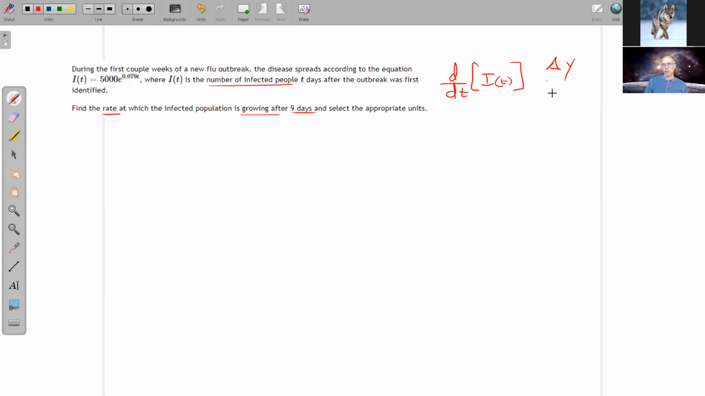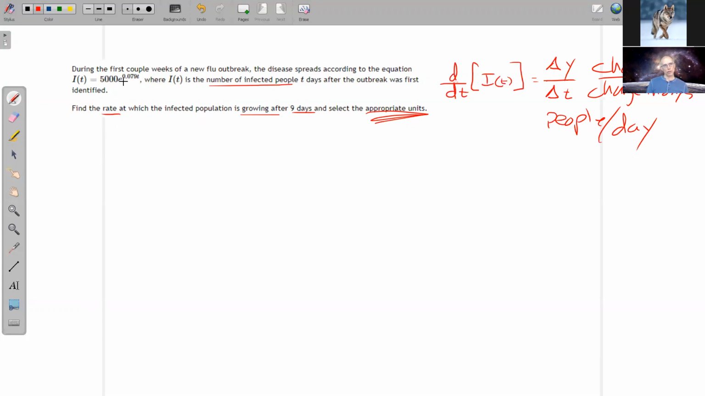Over delta x, or delta t in this case. So change in y over change in time. And our y is the number of infected people. So that's a change in people. Change in people divided by change in days. So when we calculate the derivative, when we evaluate it, we're always going to get people per day. So we talked about the appropriate units. So it's always good to note that whenever you're doing an actual rate of change problem, what that's measured in.